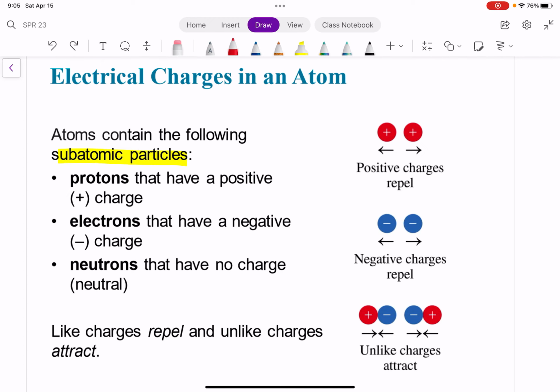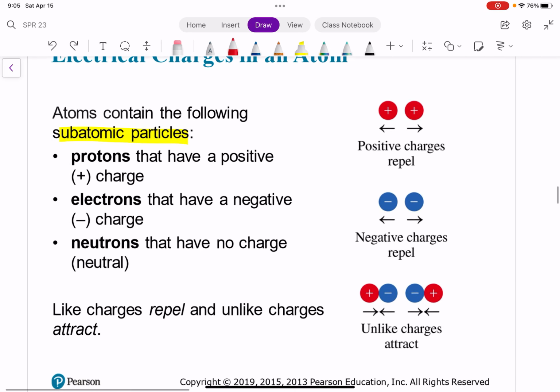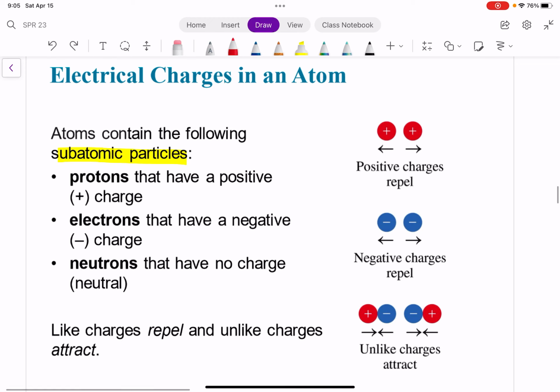We have these in all atoms, so these are similar across all atoms. We have these 3 subatomic particles. So hopefully that makes sense. Atoms contain the following subatomic particles. They have protons, electrons, and neutrons. Protons have a positive charge, and specifically they have a positive 1 charge. They don't depict that 1 there, but it is there. So it's a charge of positive 1.